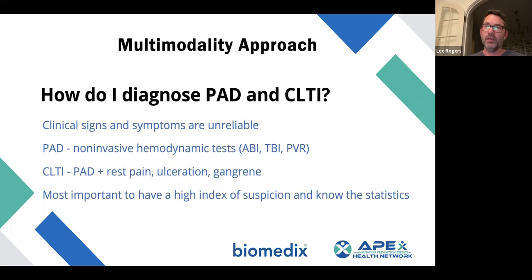So how do you diagnose PAD and CLTI? Well, you have to understand first that the clinical signs and symptoms are often unreliable. Those with neuropathy don't have intermittent claudication, typical of people without neuropathy. So instead, we have to rely more on non-invasive hemodynamic tests, things like ABI, TBI, and PVR. So understanding again that CLTI is PAD plus rest pain, ulceration, or gangrene, it is most important to have a high index of suspicion and know the statistics.